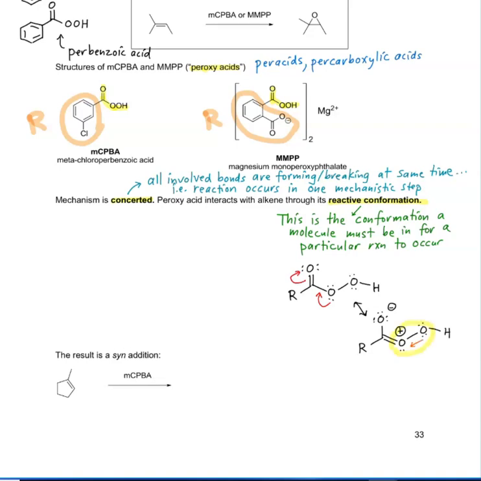So if we look at these two oxygens right here, the oxygen with the positive charge is drawing electron density toward itself from the oxygen that has the hydrogen attached to it. That makes the oxygen with the hydrogen on it partially positively charged. And as it turns out, that's going to be the oxygen that gets attacked by the alkene.